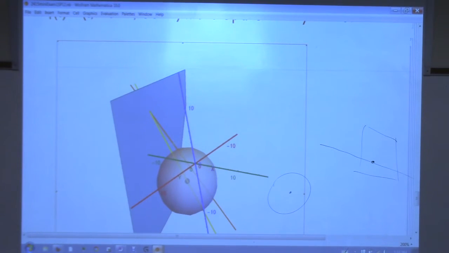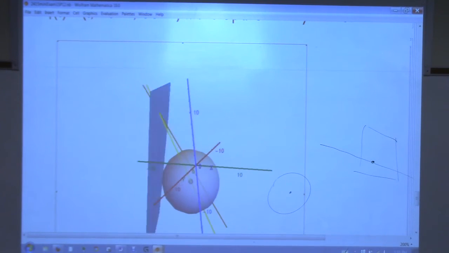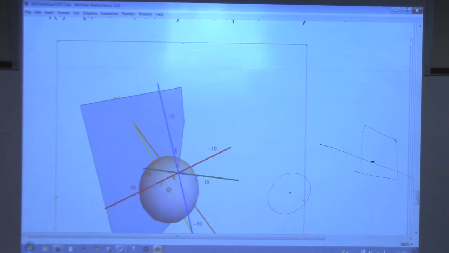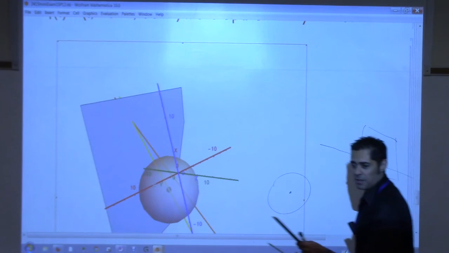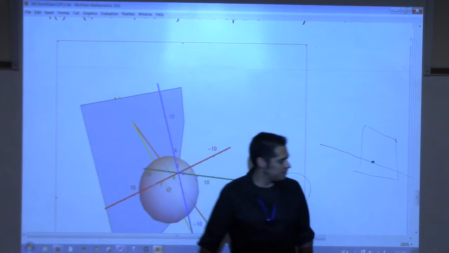This orange line is the one that's given. It hits this plane somewhere, so you're trying to find the yellow one. It's the one from this point to the center of this sphere. I hope that makes sense. You've got to make the rest of the sense out of it, all right?